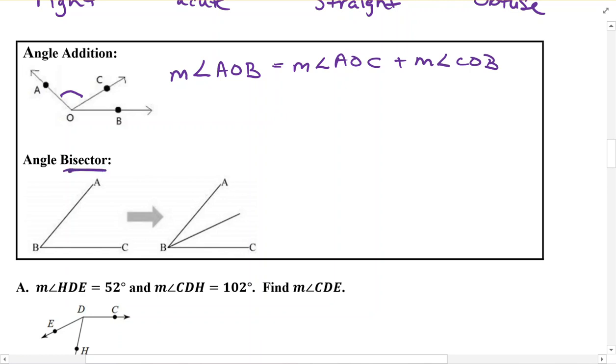To bisect means that we cut something in half. So bisecting a segment means we cut the segment in half. We can't bisect a line because a line goes on infinitely in both directions, but we can bisect an angle. And an angle bisector divides the angle into two congruent parts. So it divides an angle into two congruent angles.